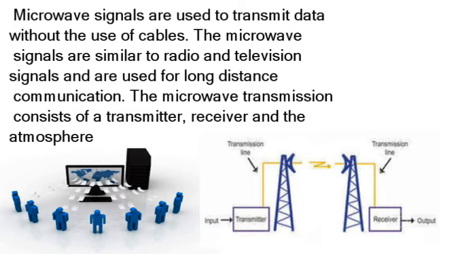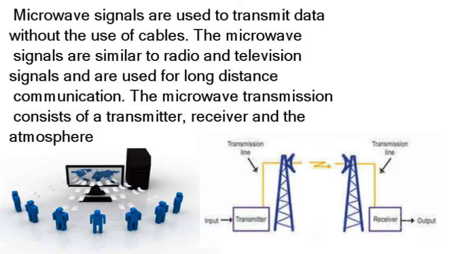Now the microwave signal is basically used in a similar way to radio and television signals, but for a very long distance. So basically the microwave transmission consists of three things: transmitter, receiver, and the atmosphere. So right, what are the three things in a microwave? Transmitter, receiver, and atmosphere. These are the three things that are really important in a microwave signal.